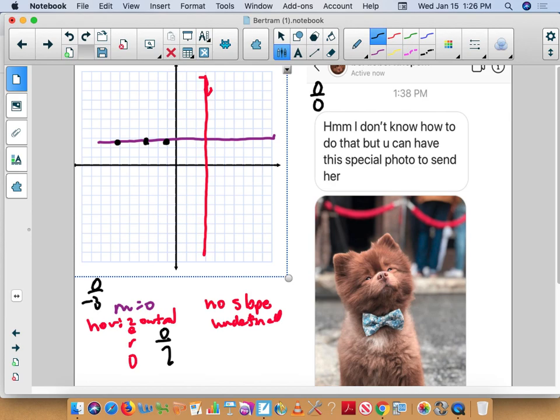Horizontal lines have 0 slope. Look at the vertical line. What if I count my rise over run? I can count up or down. What's my run? Suppose I want to get to this point. My rise is 1, 2, 3. Down 3, but then over how far, Ella? 0. Have y'all had 0 on the bottom before? That's called undefined. Undefined slope, or you can call it no slope.